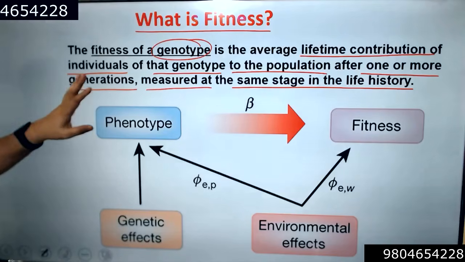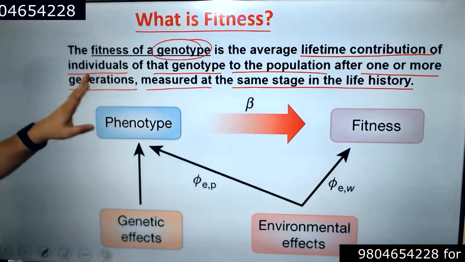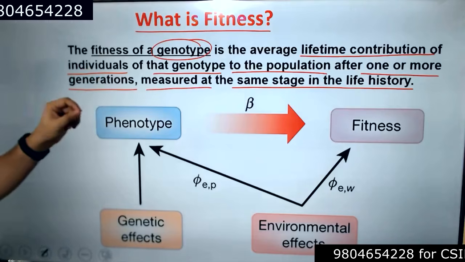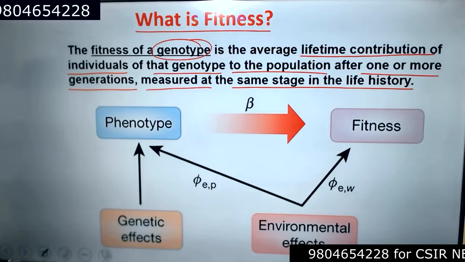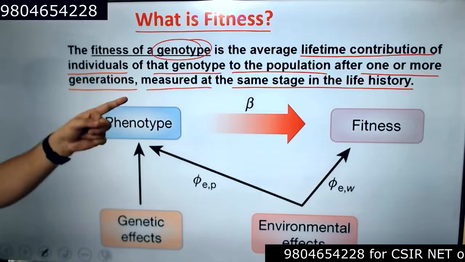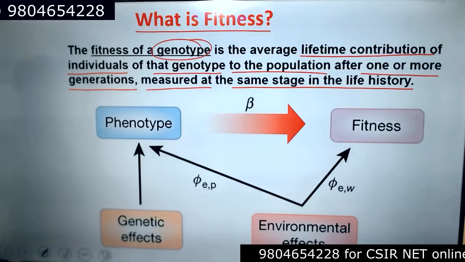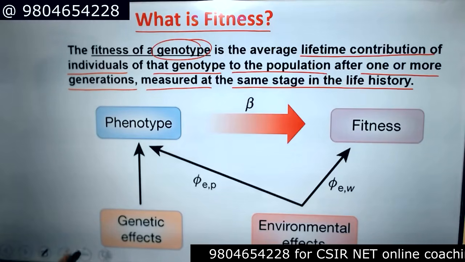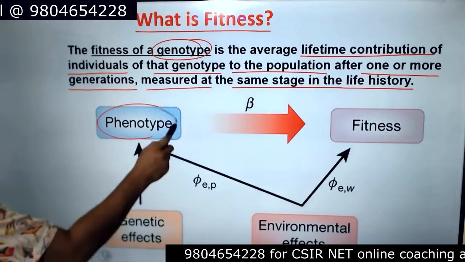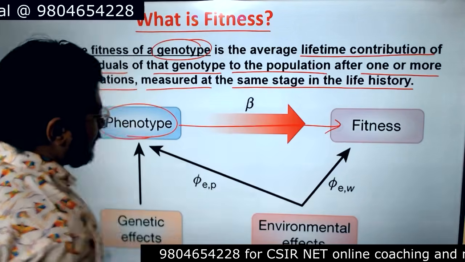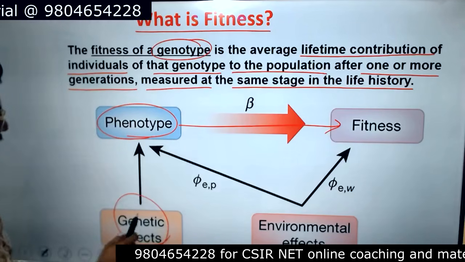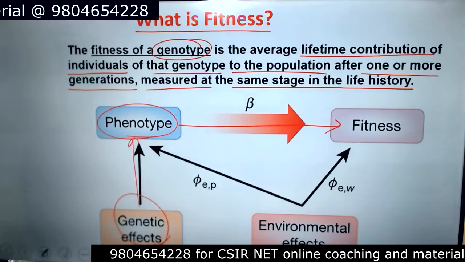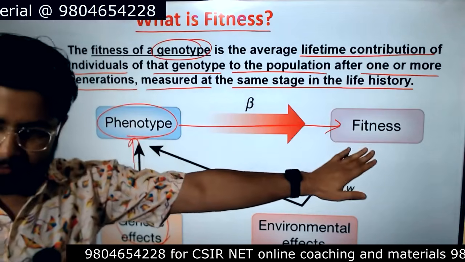The fitness of a genotype is an average lifetime contribution of individuals of that genotype to the population after one or more generations measured at the same stage in the life history. So I'll explain the fitness even further. Let us slide. But you know one thing, that the phenotype dictates fitness and the genetic factors dictate phenotype. So genotype indirectly regulates fitness.